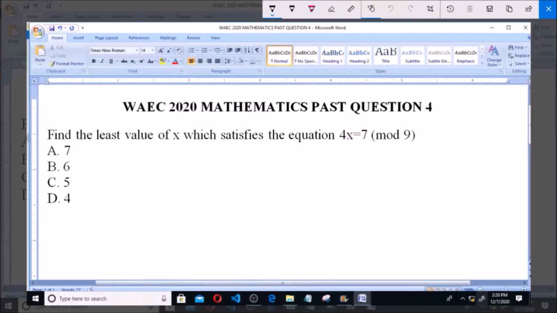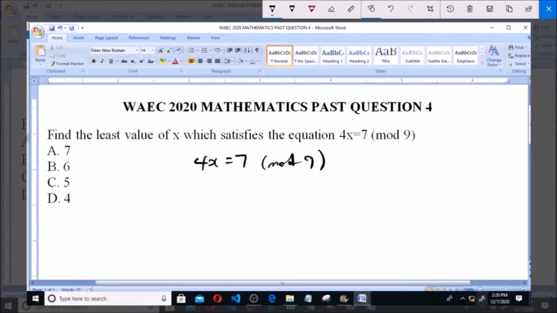I'll be answering WAEC 2020 Mathematics Past Question 4. Find the least value of x which satisfies the equation 4x ≡ 7 (mod 9). So we have 4x ≡ 7 mod 9.